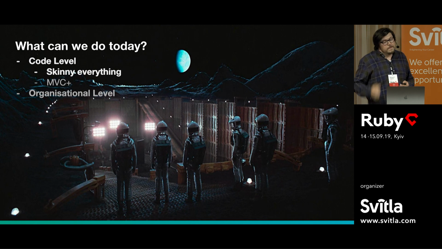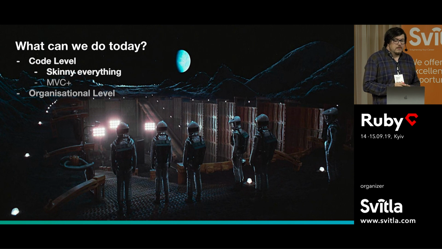So, skinny everything. Back in the early days of Rails, almost everyone was putting all their logic, including business logic, in their controllers, and people soon realized that is not a very good idea. So the fat models, skinny controllers mantra was introduced as a solution, and then people started moving all their logic to models. After some time, though, we were faced with the same problem, but this time with the models.